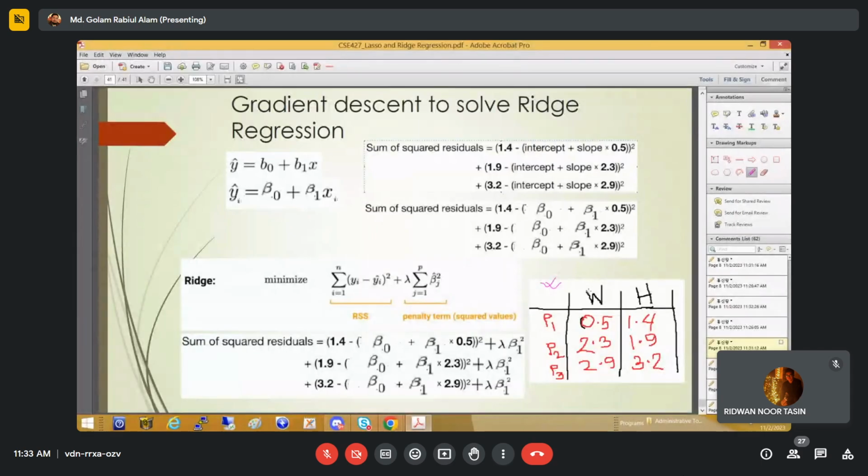Yes, sir. Okay. So we have used this data set in our linear regression lecture. Based on the weight, we want to predict the height. So that means this is our target variable. We want to predict the height. Here for the first point, this is the given height, and the sum of square residuals is just 1.4 minus this, which is our line equation. This one is called yi, and this is the yi hat.